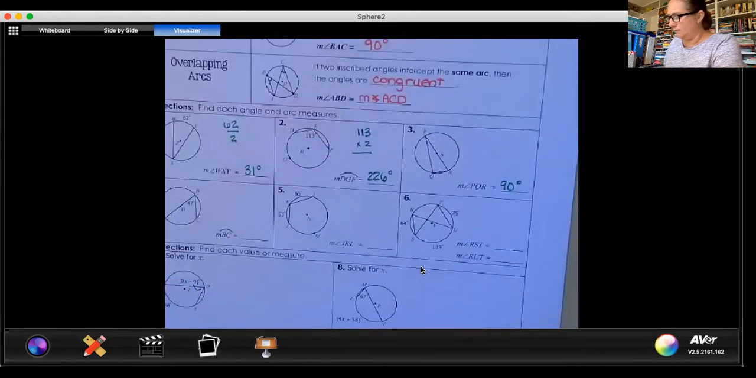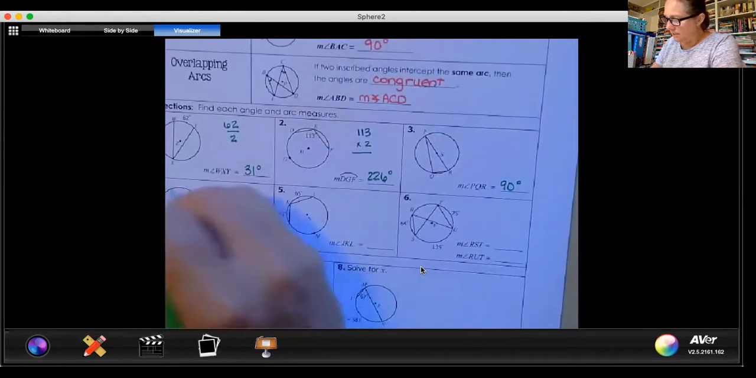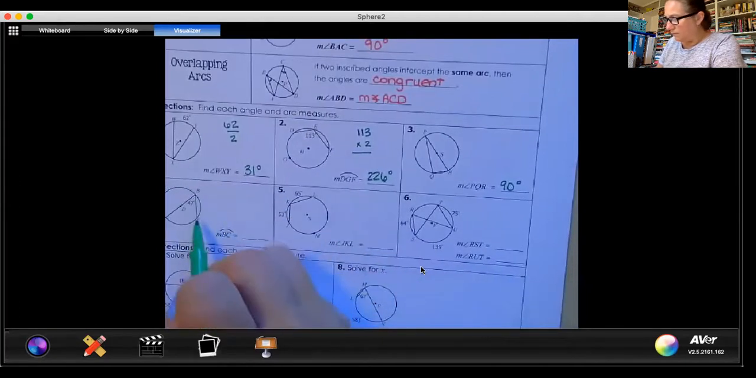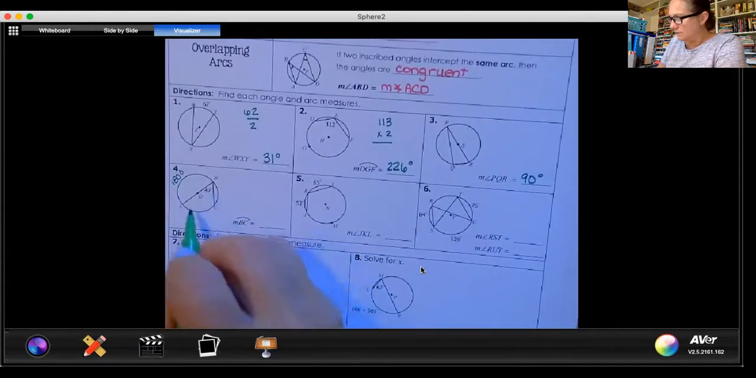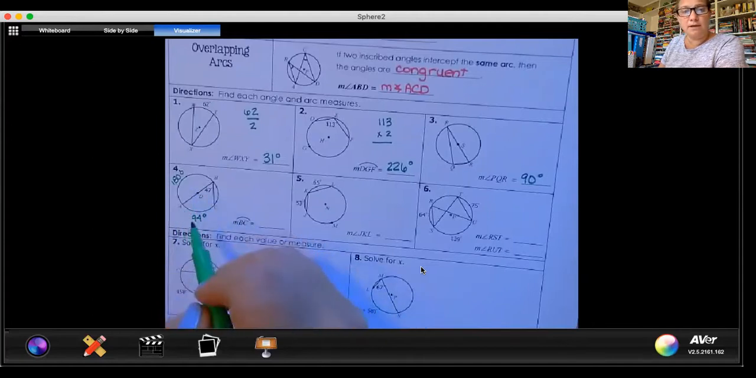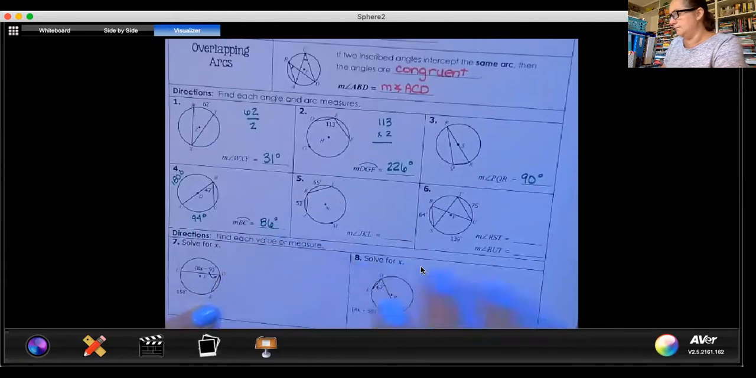And for number four, you have a semicircle here, so that's 180 degrees. And we're looking for arc BC, so we're going to do 47 times 2 to get this arc. So 47 times 2 is 94. And then 360 minus 180 minus 94 is 86 degrees.